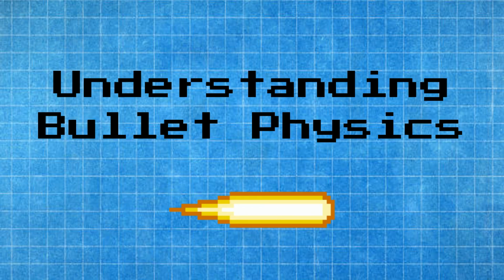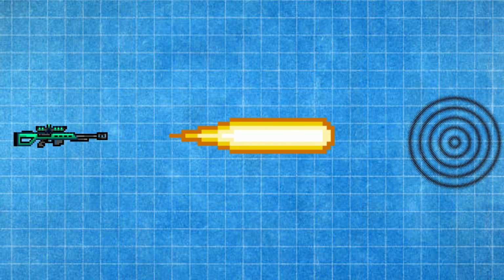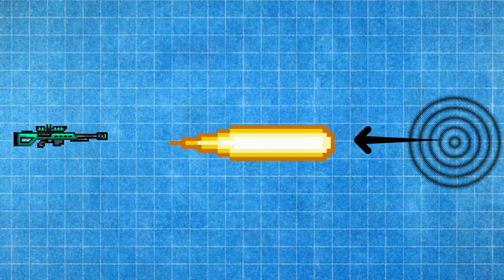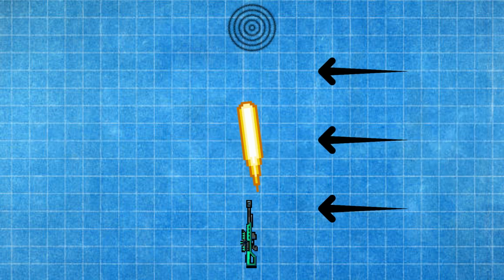Step 2. Understanding bullet physics. When a bullet is fired with an initial velocity, three forces act upon the bullet. Gravity, which drops the bullet, drag, which slows down the bullet speed over time, and then there is crosswinds, which can deflect the direction of the bullet.